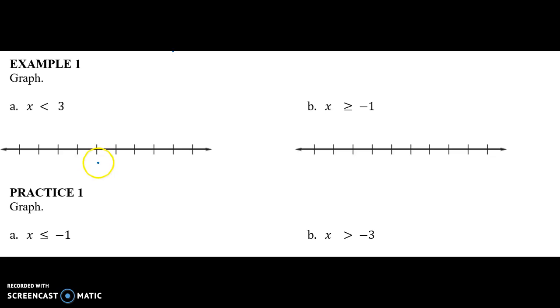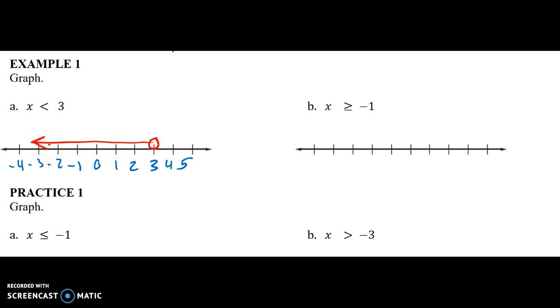Okay, for example, 1a, I will find the number line. And my inequality is x is less than 3. So I go to 3 and I ask myself, if it's less than, then it doesn't exist at 3. So I put in my open circle. And then since it's less than, I will draw my arrow to the left.